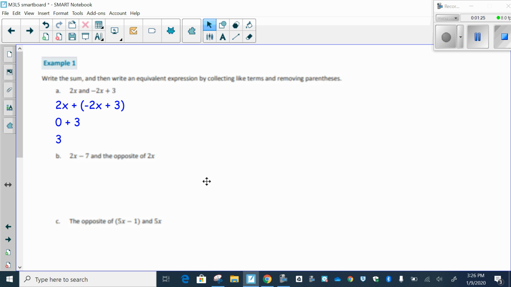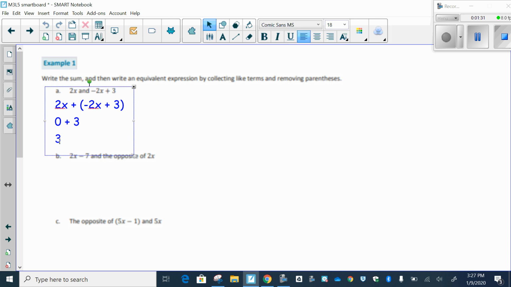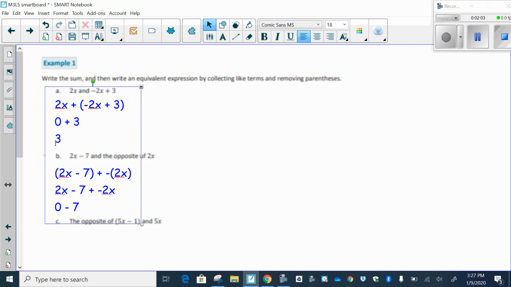2x plus negative 2x is 0. So I have 0 plus 3 is 3. Let's do this next one together. I have a group of 2x minus 7, and I am adding the opposite of 2x. Well, again, 2x minus 7 plus negative 2x. 2x plus negative 2x is 0. And then I still have the minus 7, and all that equals negative 7.